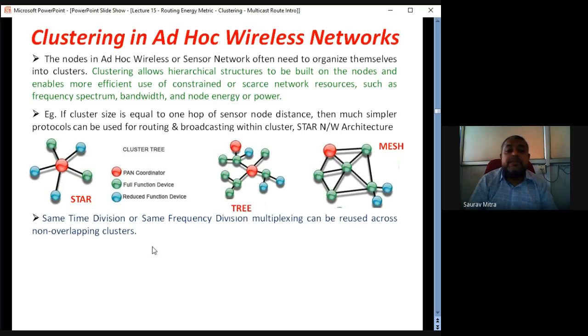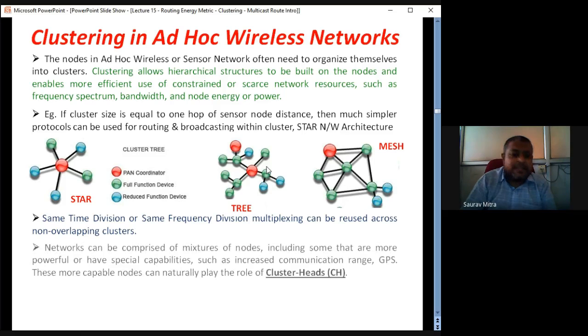Okay, so frequency reuse, time division reuse, all these things are possible because of clustering. Otherwise, if all these nodes are part of one very big network, in that case the same frequency cannot be used by more than one transmission. But if clustering is done node wise, zone wise, the same frequency can be used for transmission and reception.